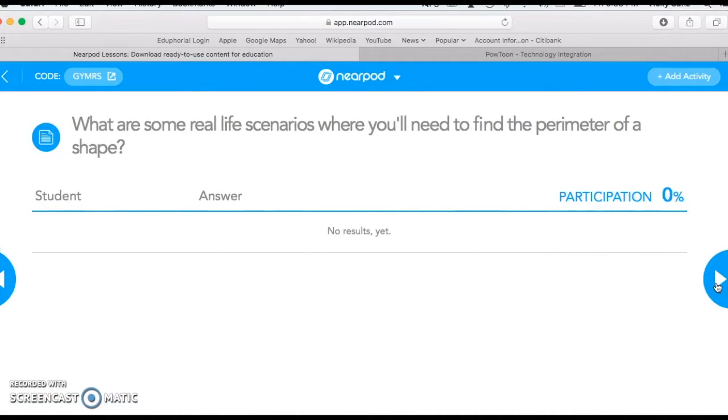Here are some real life scenarios where you'll need to find the perimeter of a shape, and I want them to think of practical things that they may use, like putting a ribbon around a box, or borders. And the cool thing about the Nearpod is that every student can type their answer on their iPad, and then you can see their answers and their participation.